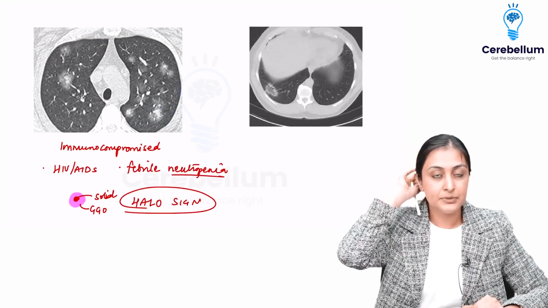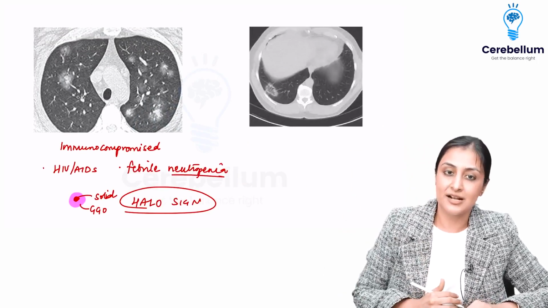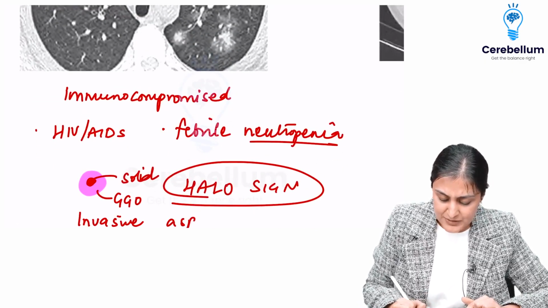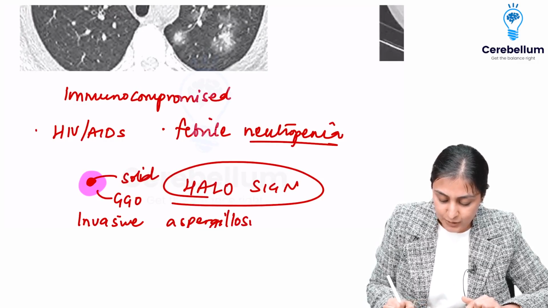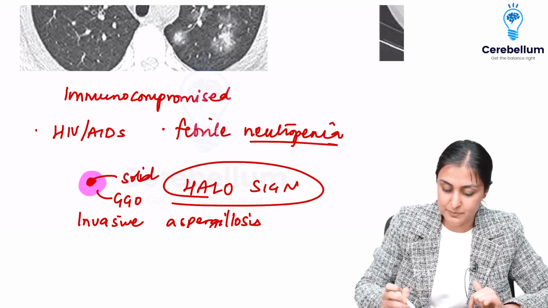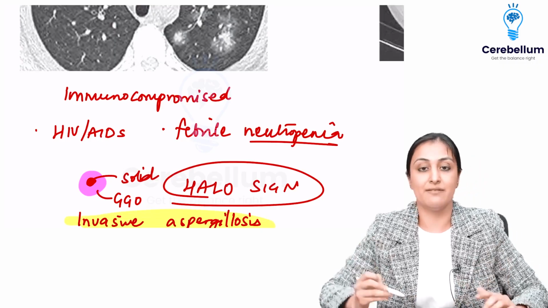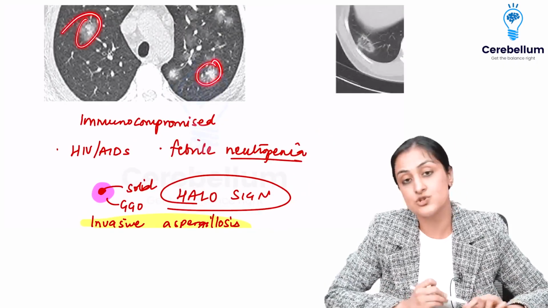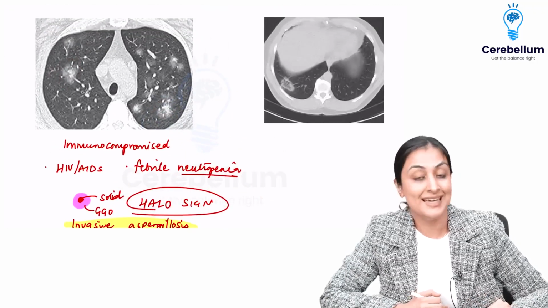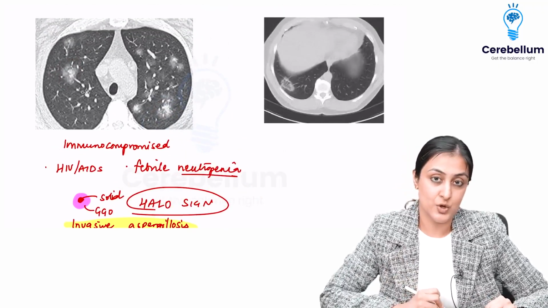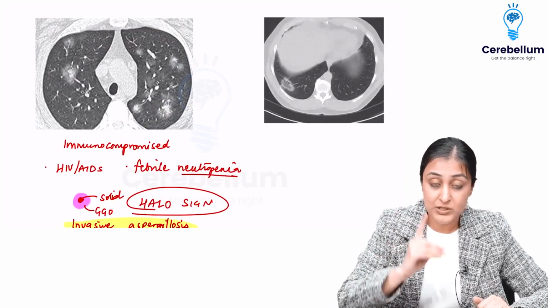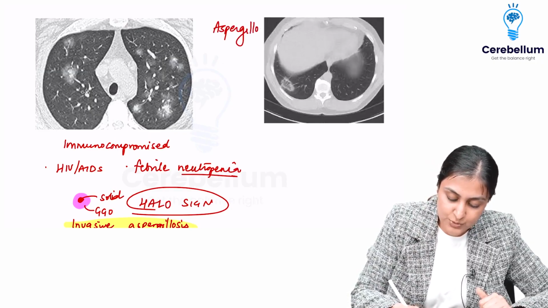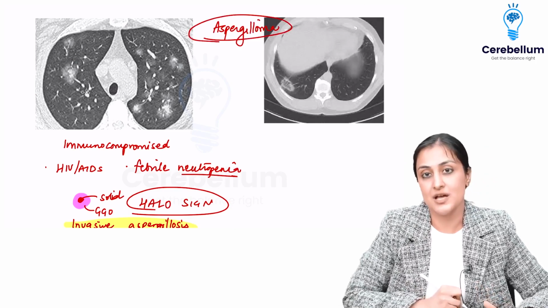So these multiple solid nodules surrounding GGO, this is diagnostic of invasive aspergillosis, particularly in the context of this immunocompromised patient. Very, very important. You have angioinvasion leading to bleeding, and it's this bleeding which gives rise to the ground glass opacity halo. Fine. So this is aspergillosis. Don't confuse it with an aspergilloma. This mistake also I've seen a lot of students do, is to confuse aspergilloma and aspergillosis.